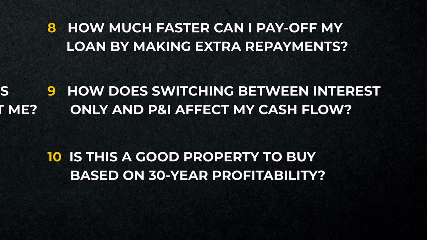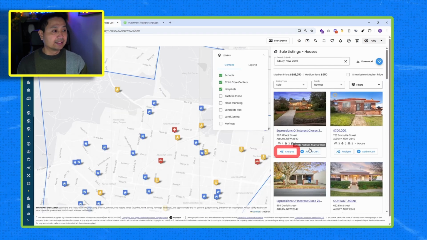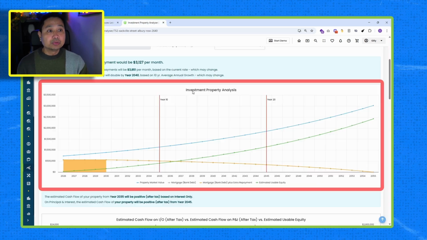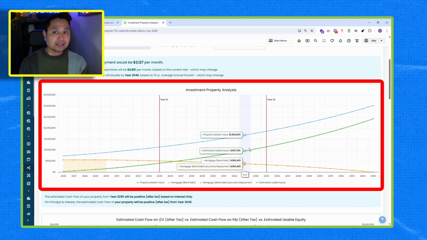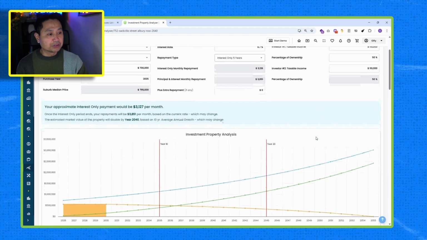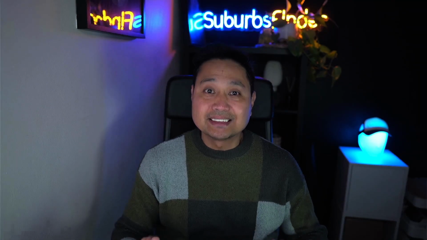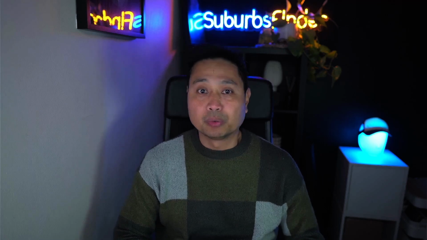Is this a good property to buy based on 30-year profitability? Whether analyzing a property manually or by clicking the Analyze button from a property listing tool inside SuburbsFinder, the tool generates a 30-year profitability report, downloadable with charts via PDF, which summarizes for presentation or for personal planning. Looking at the short-term cost is only part of the picture. A full 30-year review helps us choose investments that stand the test of time and move us toward our bigger goals.